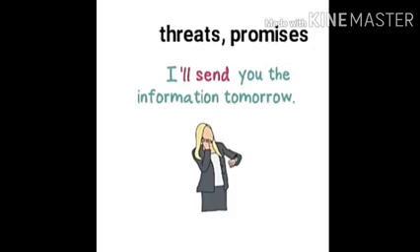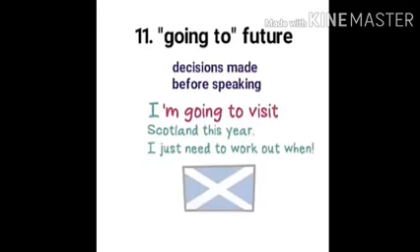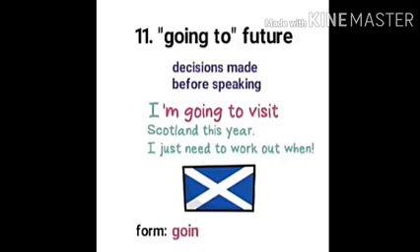Another way to talk about the future in English is with going to, and this is used for decisions made before speaking, so plans or intentions. So I'm going to visit Scotland this year. I just need to work out when. This is your plan or intention, something you decided before you speak. So you use going to. The form is going to plus the bare infinitive.